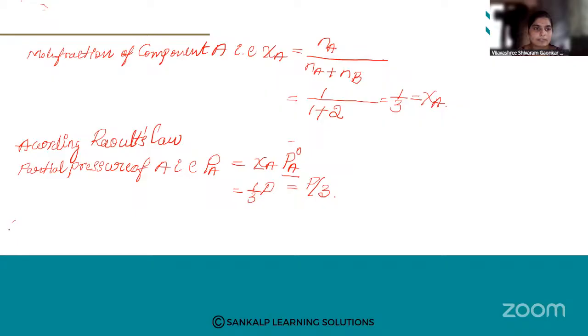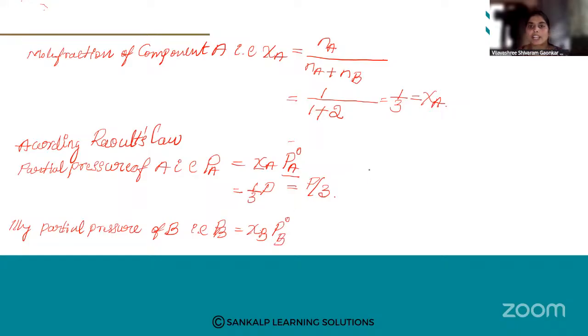Similarly, partial pressure of component B, that is PB equal to how much it is? XB, mole fraction of B, into P naught B.